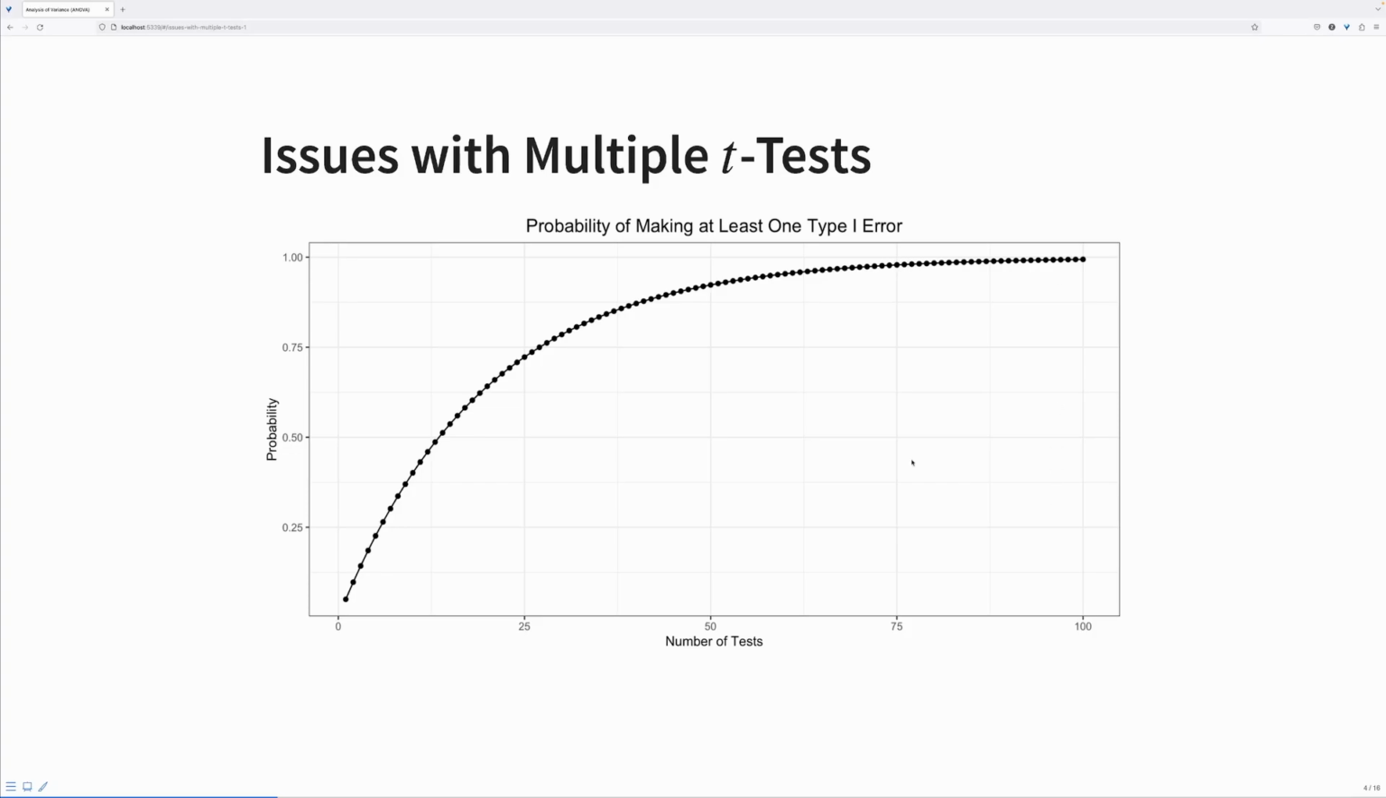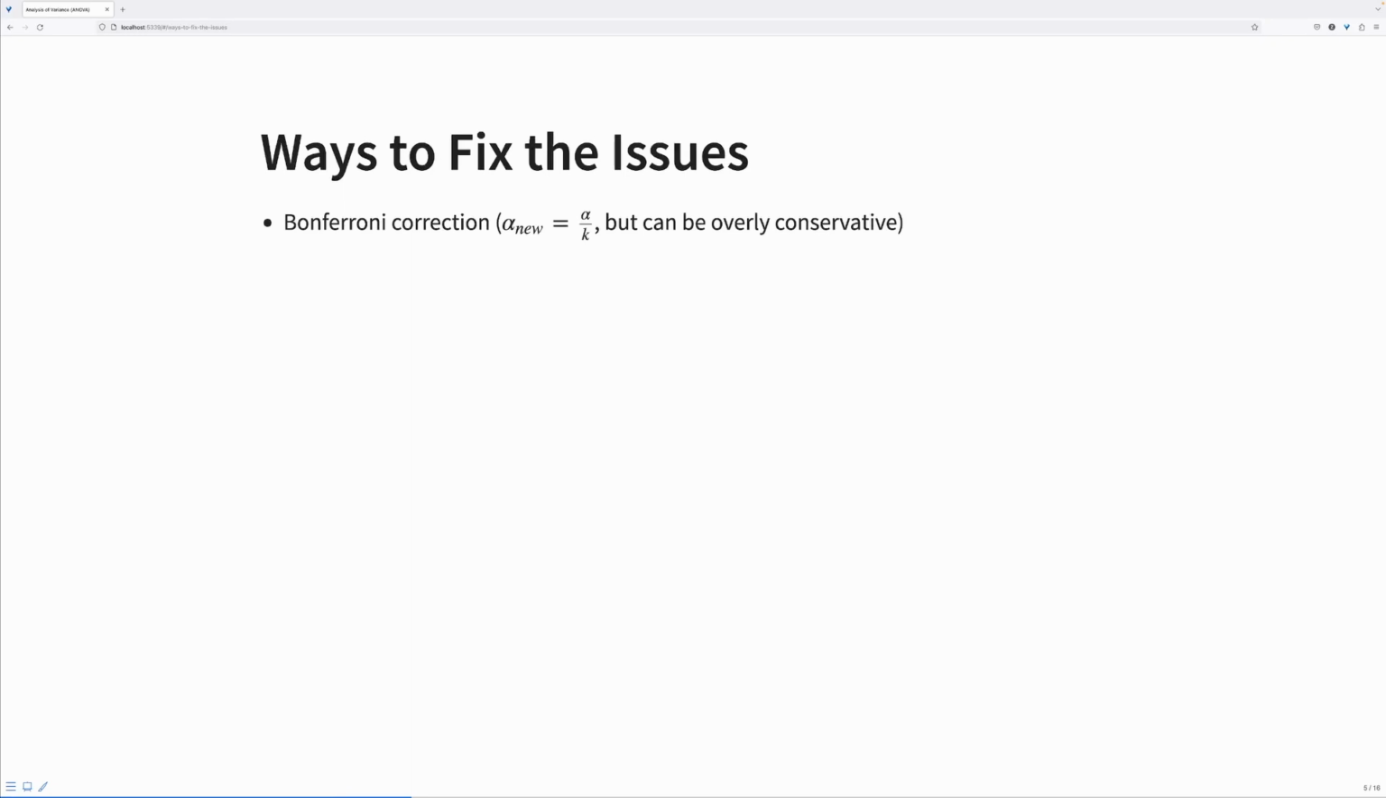Okay. What are the ways to fix these issues? The first one is the Bonferroni correction, which sets our new significance level to alpha divided by k. Okay, k is the number of tests. But this can be overly conservative, so probably you will not be able to detect any difference or get any significant result. The second one is analysis of variance, which is the topic of this video.